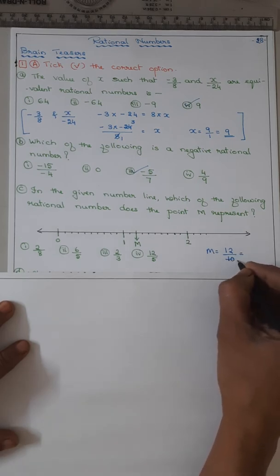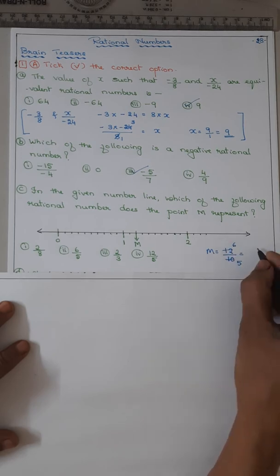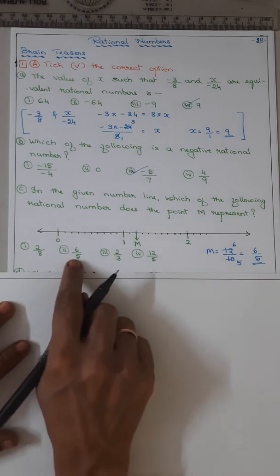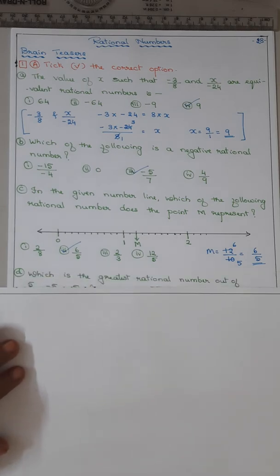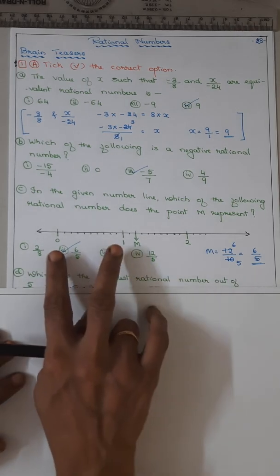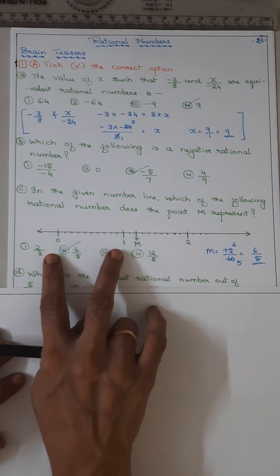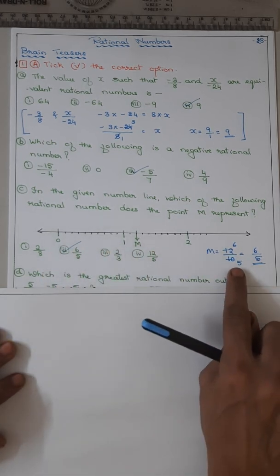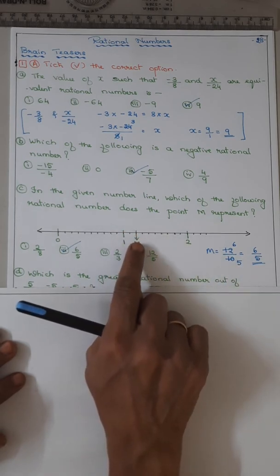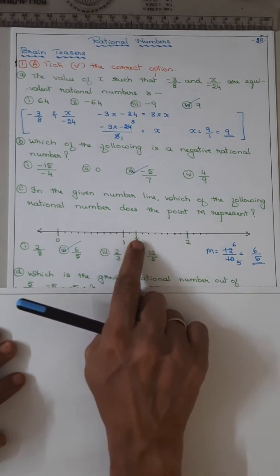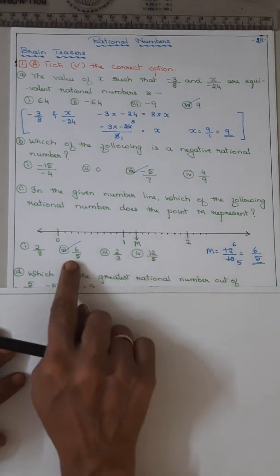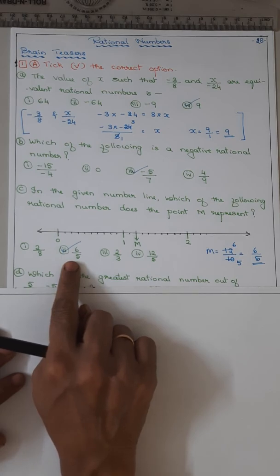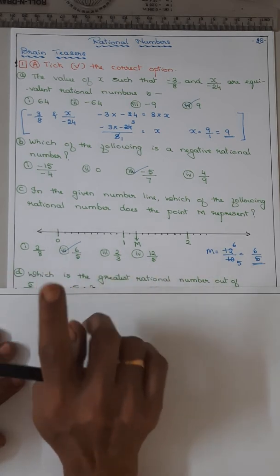So 2 5s are 10, 2 6s are 12. So M is equal to 6 by 5. M is equal to 6 by 5. Hope you are understanding. So first you have to find out how many divisions one unit is divided into, that will be the denominator. And which one is M? 10, 11, 12. So numerator 12 and denominator 10, and here 12 by 10 is not there. So you simplify and see.